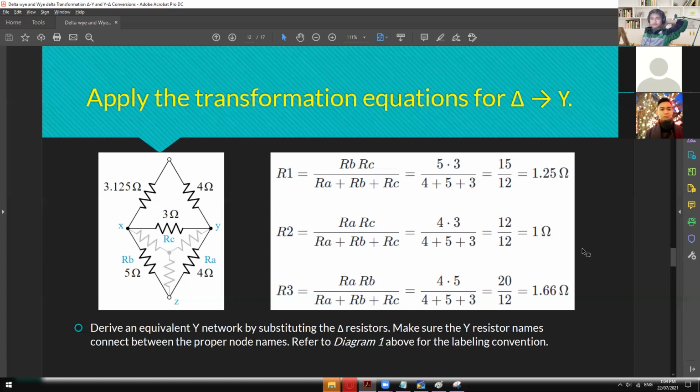Gets naman, sir. Okay. So the only thing that you guys need to worry about when it comes to delta to y configuration is the numerator. So to be faster, let's go straight with the computation.